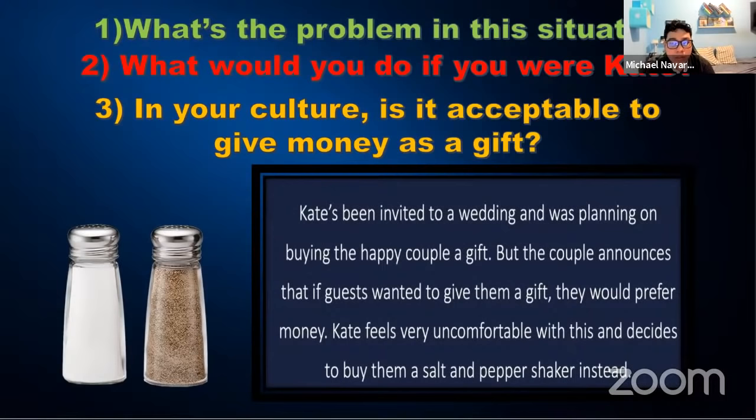What I like about English teachers in Peru is that we have teachers from different countries. So let's focus on question number three. In your culture, is it acceptable to give money as a gift? Is it appropriate to do so? Let me know in the comment section. What are your thoughts on that? Is it acceptable to give money as a gift?